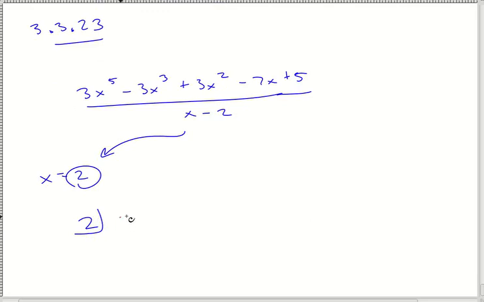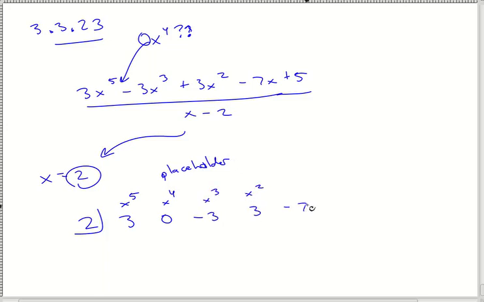I'm going to start writing the coefficients out. I got a 3x to the 5th. I got a -3x cubed. Whoa, I did that on purpose. The point is that we're missing a term. Where's my x to the 4th? Well, it's 0x to the 4th. That is why I write these on the top. Not required for the math, but it's helpful to know if I have to have a placeholder. Keep going. -3x cubed, +3x squared, -7 regular x, and then finally my constant of 5.